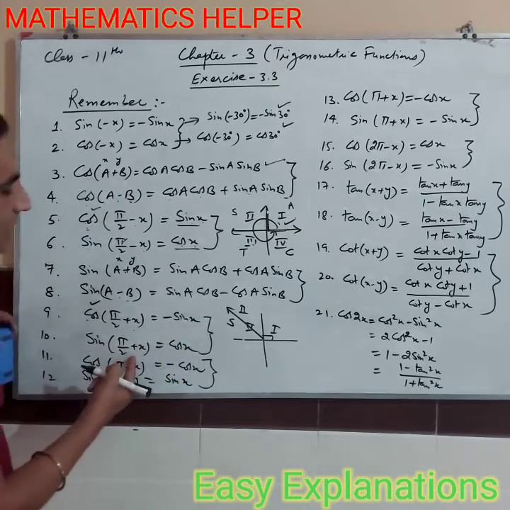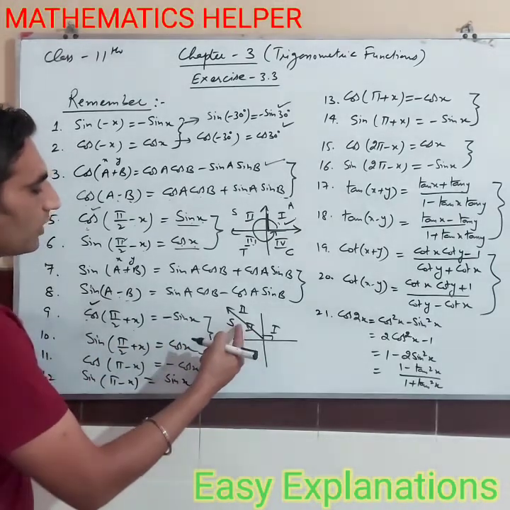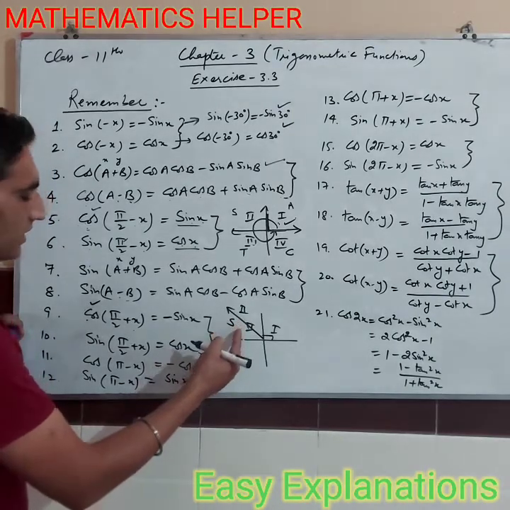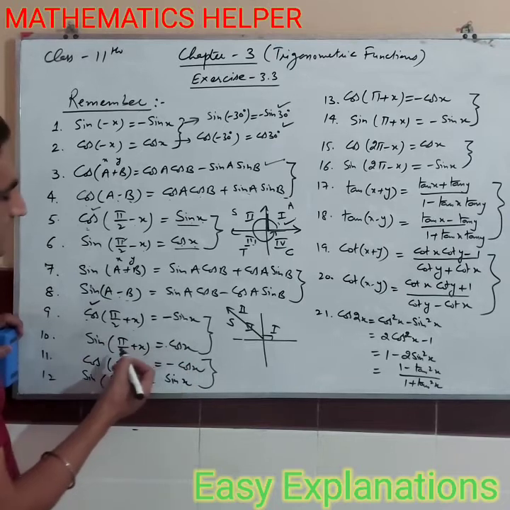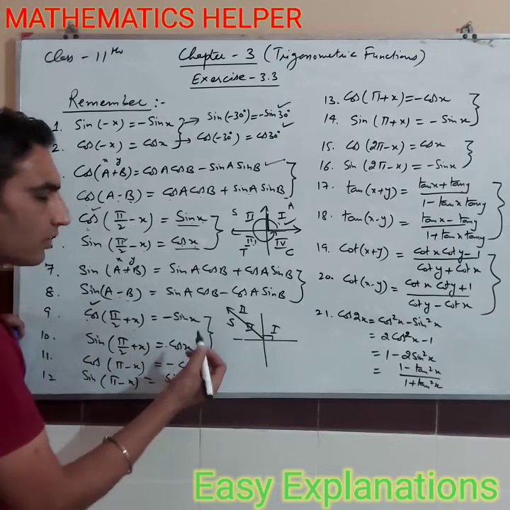Now sine 90 degree plus x. Sine in the second quadrant is positive, so the positive sign will remain here. Because of 90 degree we will change sine into cos, it will be cos x.